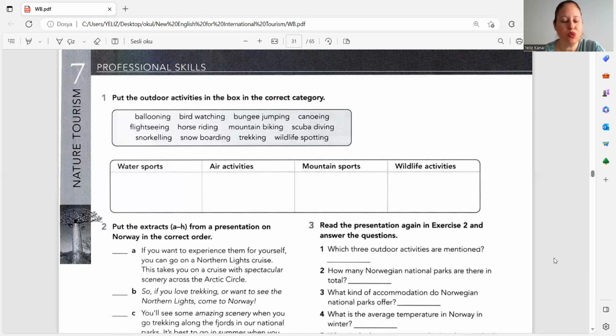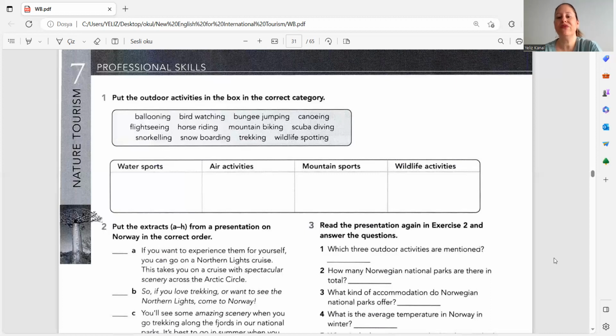So what about mountain sports? All right, mountain sports. Well, mountain biking. Yes, mountain biking and snowboarding and one more, trekking. Right, these are mountain sports. Trekking can also be a forest or jungle sport as well, but it also counts as mountain sports. So we have mountain biking, snowboarding, and trekking as mountain sports.